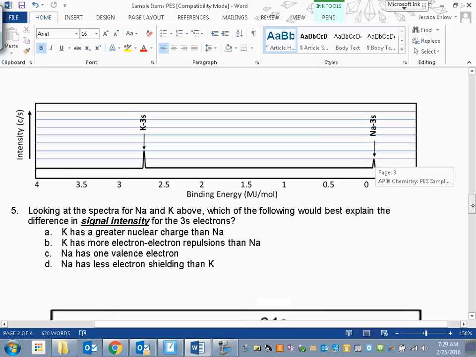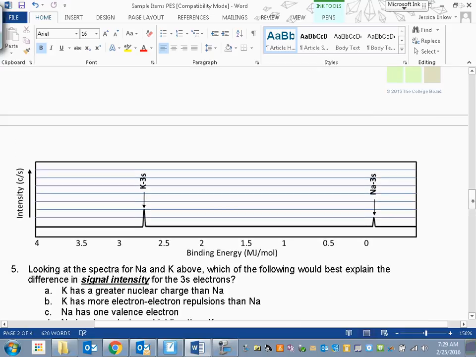Good question. Where's my? We had a question. We didn't have answers, but I talked about this. Is this the one that says, looking at the following, would you explain the difference in intensity for the 3s? The signal intensity? Yeah.